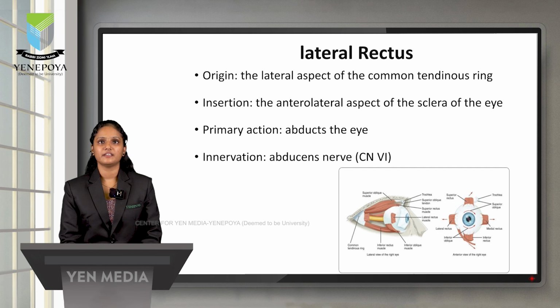The last one is the lateral rectus. The origin is from the lateral aspect of the common tendinous ring and it gets inserted into the anterior-lateral aspect of the sclera of the eye. The primary action is to abduct the eye, and it is innervated by the abducent nerve, that is the 6th cranial nerve.